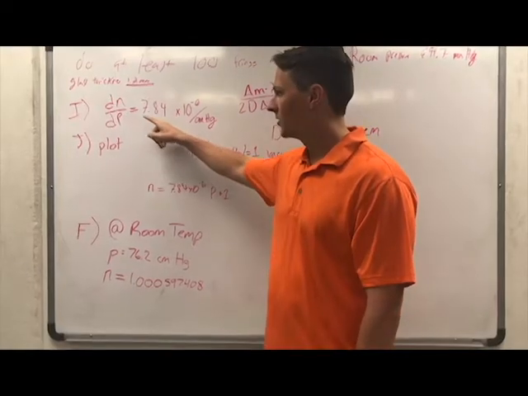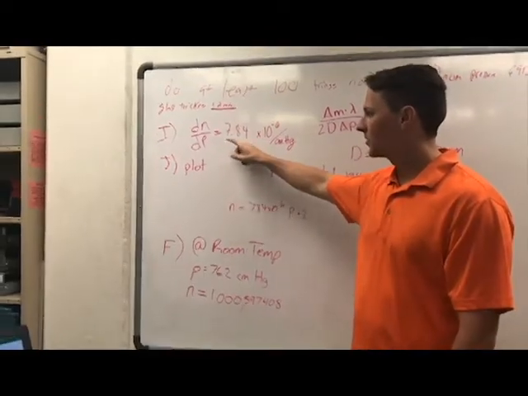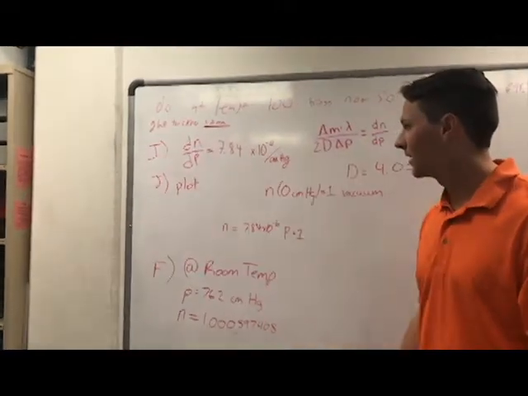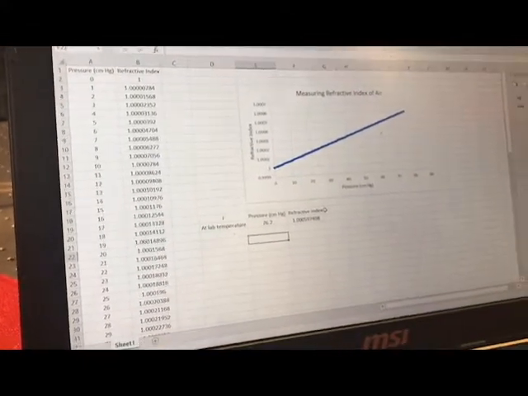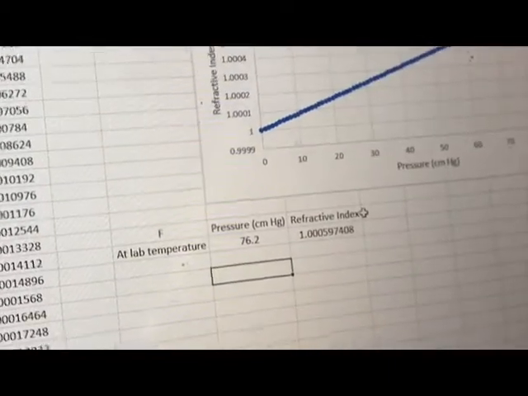We found that change in refractive index with respect to pressure to be 7.84 times 10 to the negative 6. And we got a value of the current pressure from our iPhones, and then we found the refractive index to be 1.000597408.